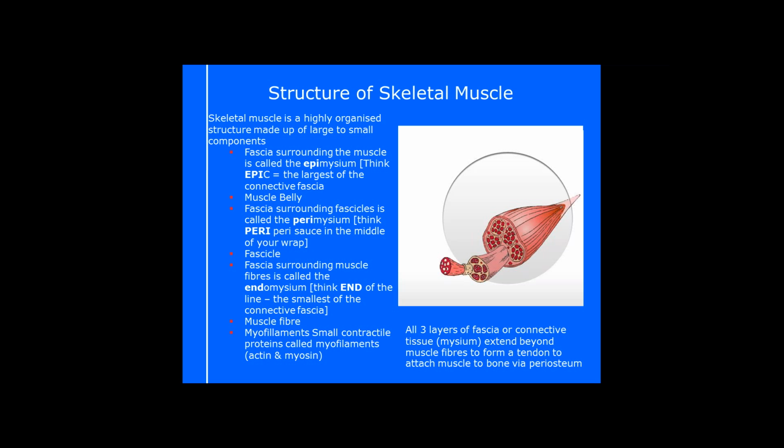What they're looking for is, can you distinguish between muscle fiber, fascicle, and muscle belly? And can you link each of those to the type of connective tissue that goes around it? Nice, that's all they're asking you. And you've just then got to pick the right two. So you've got some nice strategies here to help you remember. Epimysium because it's epic, perimysium because your peri goes in the middle, and endomysium because it's the end of the line.